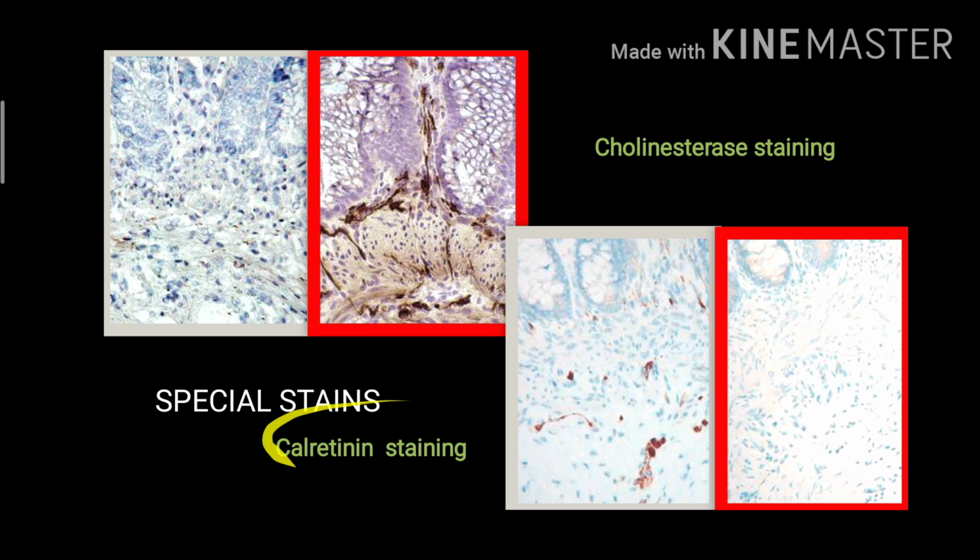Another stain is calretinine staining. Again, in calretinine staining, when there is no staining of the ganglion cells, it is abnormal. Again, no staining with calretinine. This brown is not here. So no staining with calretinine is abnormal, whereas a positive stain with acetylcholinesterase is abnormal. So that is regarding the special stains.